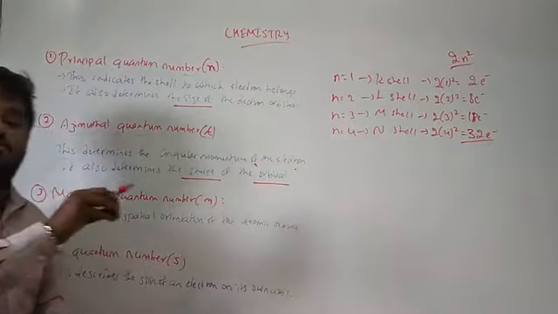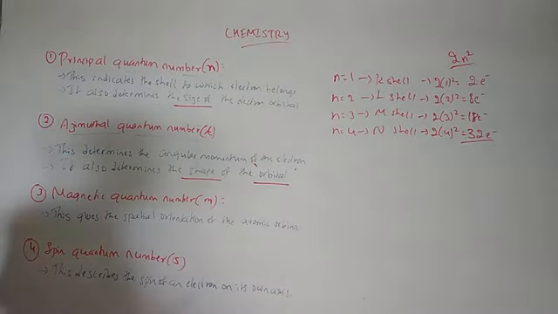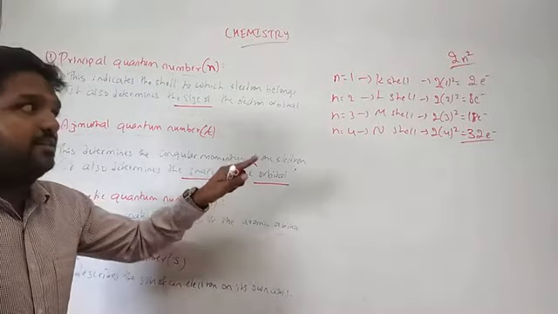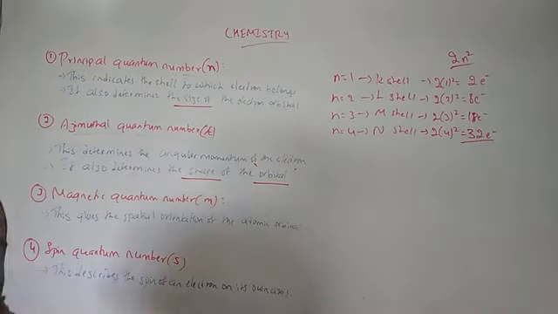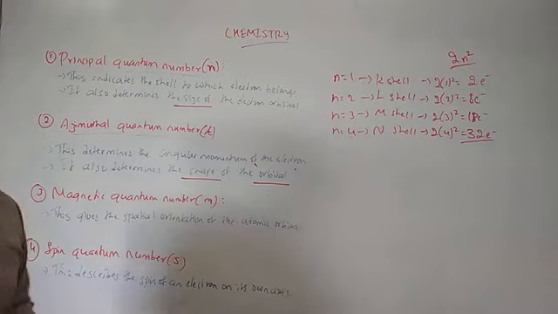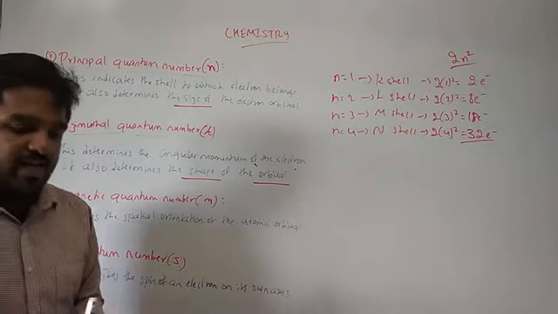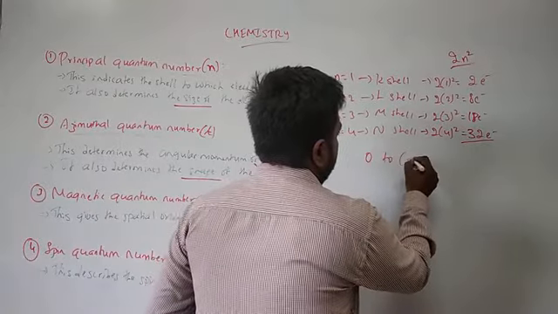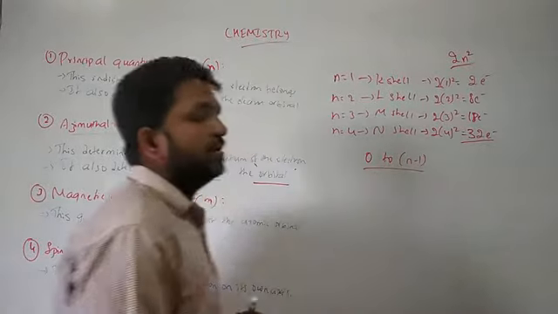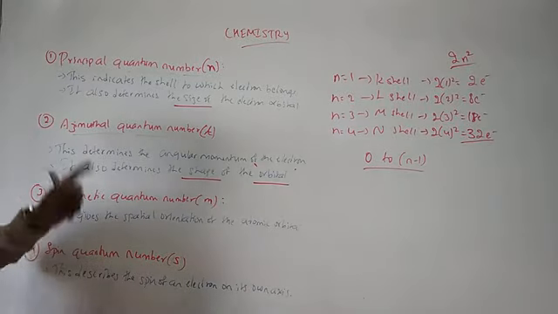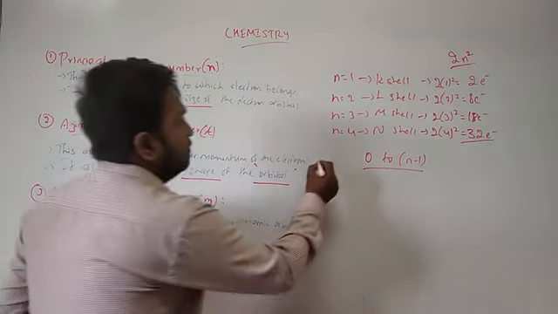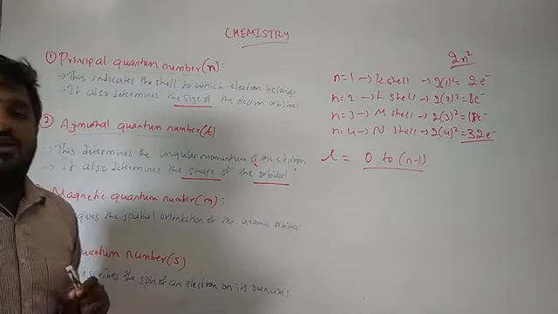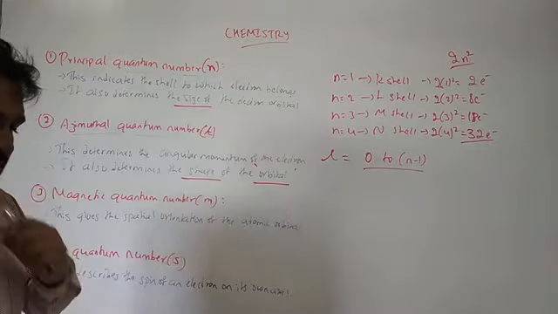We get the information of the shape of the orbitals here, and we have the formula for a particular value of n, that is for a particular value of the principal quantum number. The azimuthal quantum number values can range from 0 to n minus 1. This is the range of the value of L with respect to the principal quantum number, that is the value of n. Now let's focus on that.